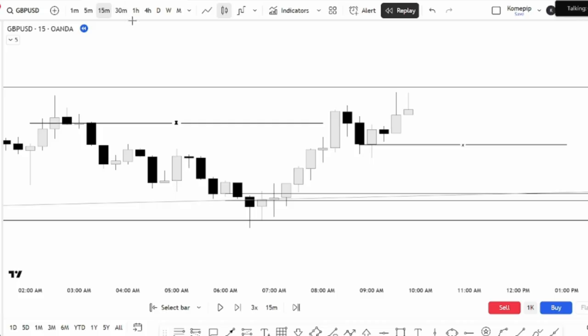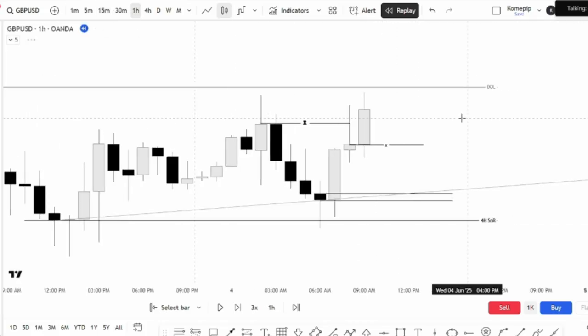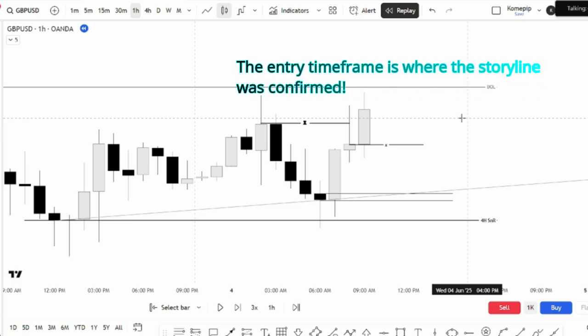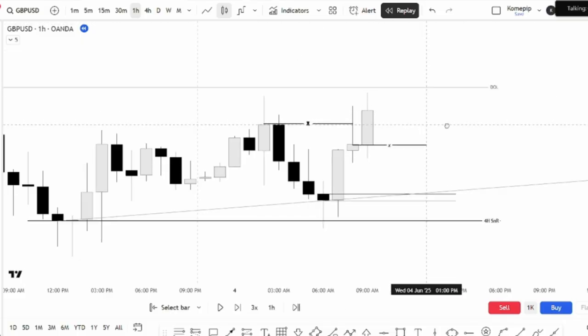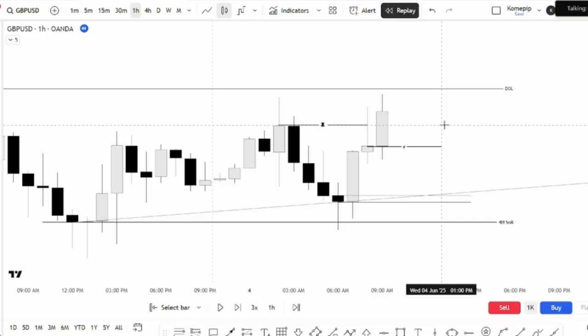Then all we need to do is go back to our entry time frame. The entry time frame here is the breakout time frame, the time frame that broke out. If your storyline is daily, then your entry time frame will have to be 4 hours, because that's where we saw the breakout. If your breakout is 1 hour and your storyline is 4 hours, it means your 1 hour is actually the break.